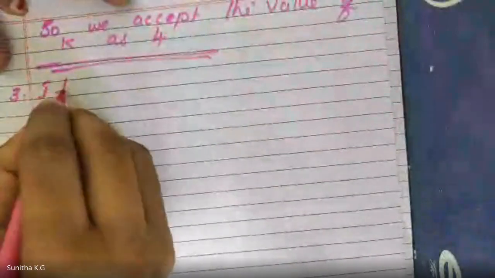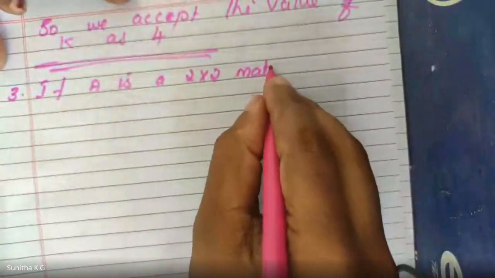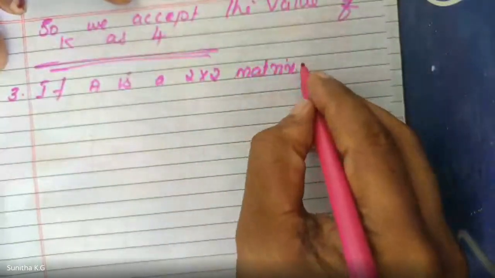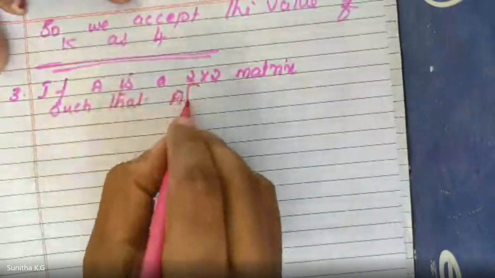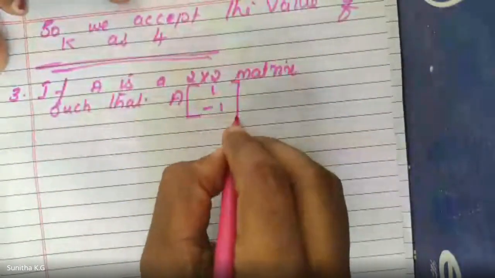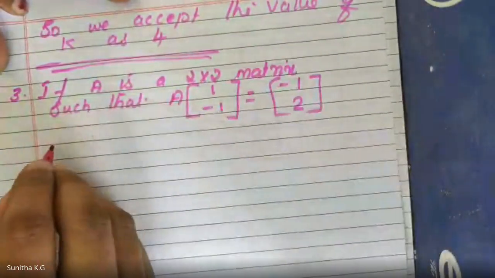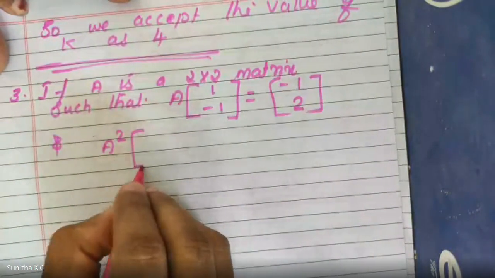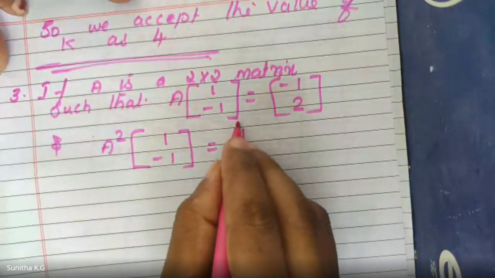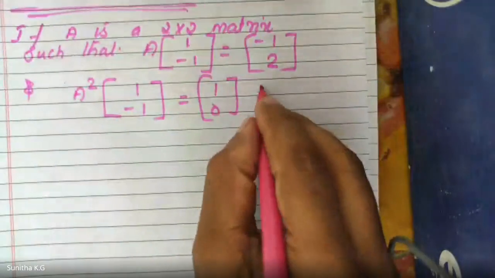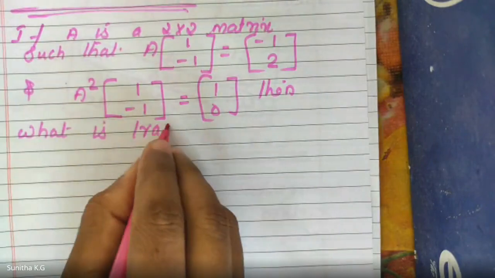If A is a 2 by 2 matrix, that's a square matrix of order 2, such that A into [1, -1] should be equal to [-1, 2], and A square into [1, -1] equal to [1, 0]. Then find the trace of A.